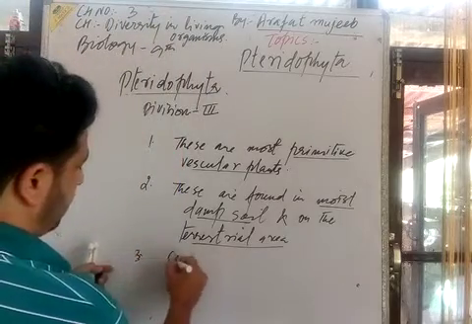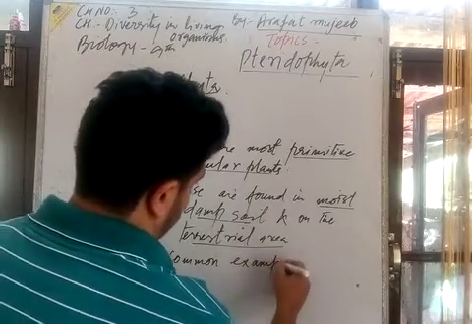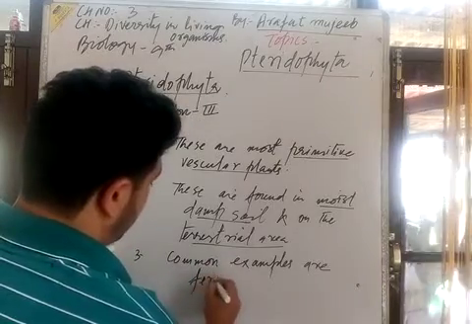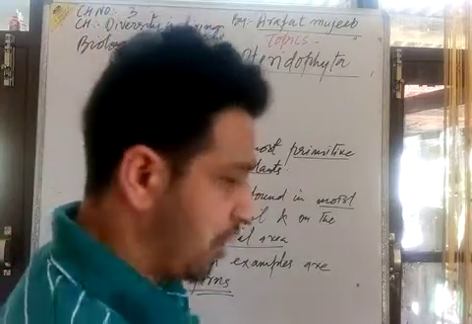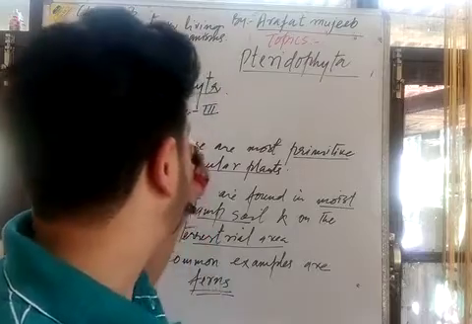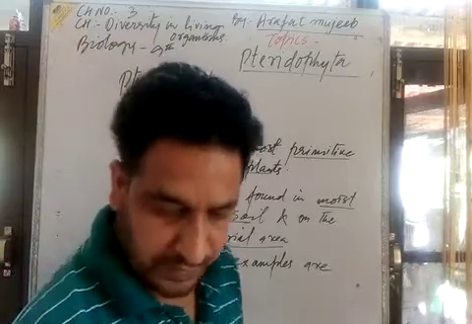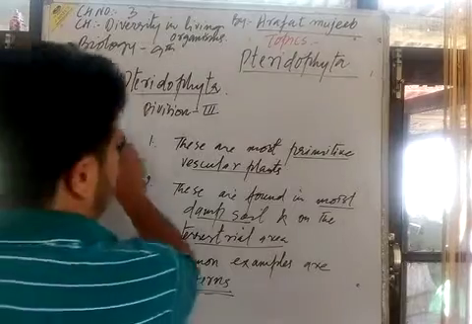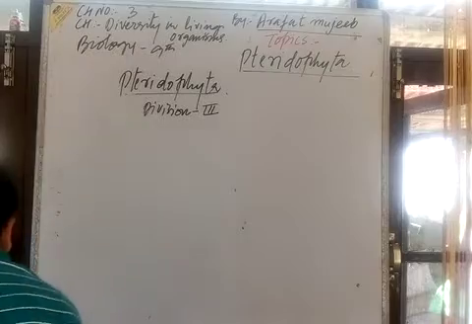Now, common examples we can include in the pteridophytes are ferns. Ferns are of various varieties. The ferns are included in the pteridophytes. That means these ferns are the primitive plants, primitive vascular plants.